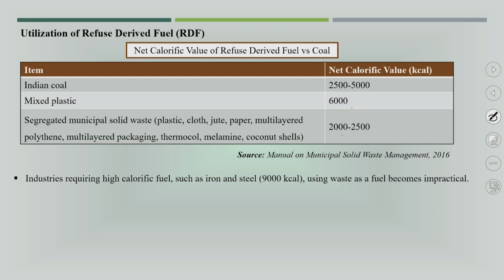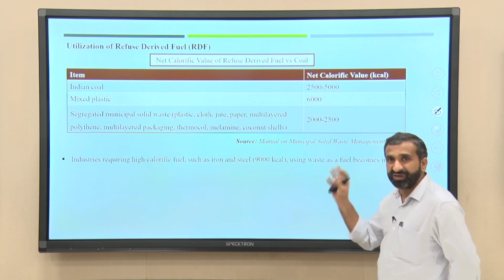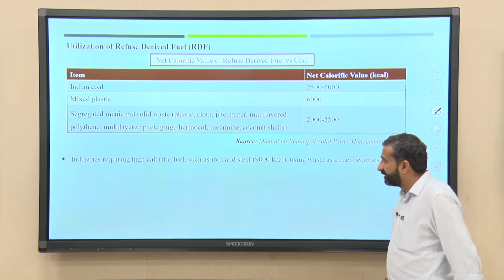calorific value. Industries such as iron and steel require high calorific value, like 9000 kilocalorie per kg. That kind of calorific value is required in industries like the iron and steel industry. Using waste as a fuel becomes impractical there, because obviously they require material with a higher calorific value, around 9000 kilocalorie per kg.